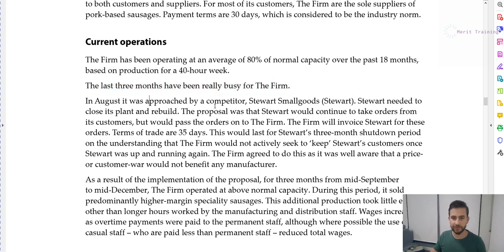In August, it was approached by a competitor, Stewart Small Goods. Stewart needed to close its plants and rebuild. The proposal was that Stewart would continue to take orders from its customers, but it would pass the orders on to the firm. The firm will invoice Stewart for these orders. Okay, so we might have to reword this.